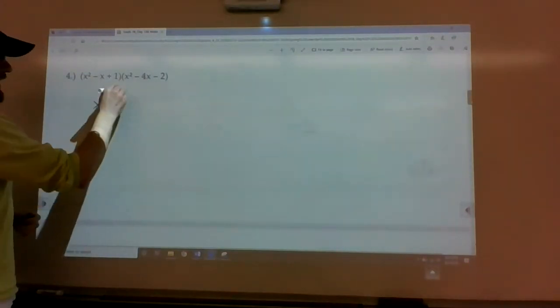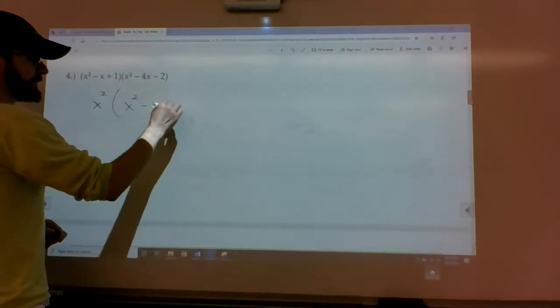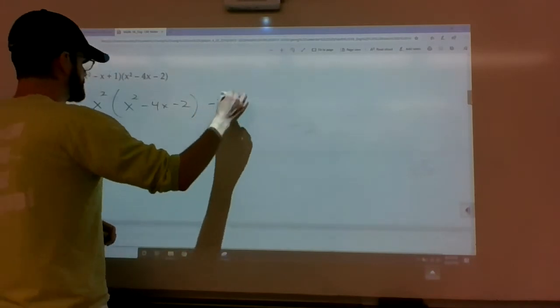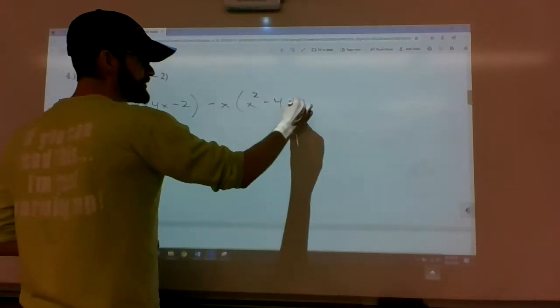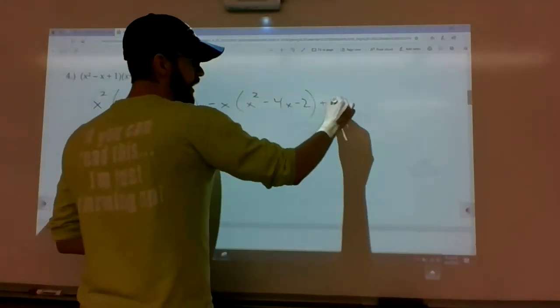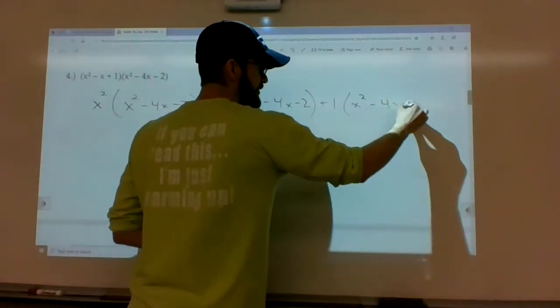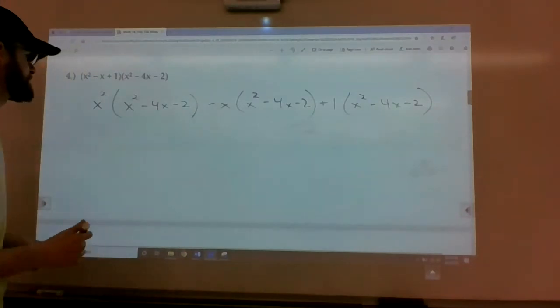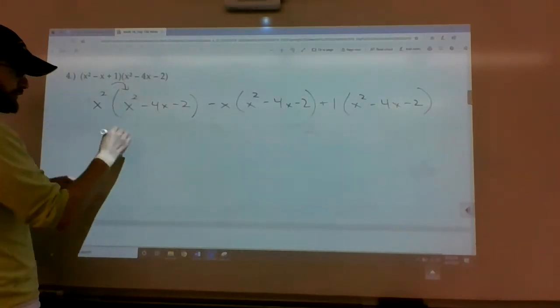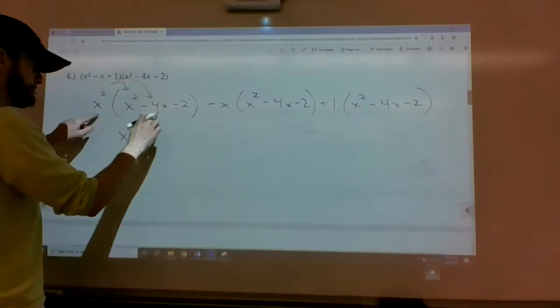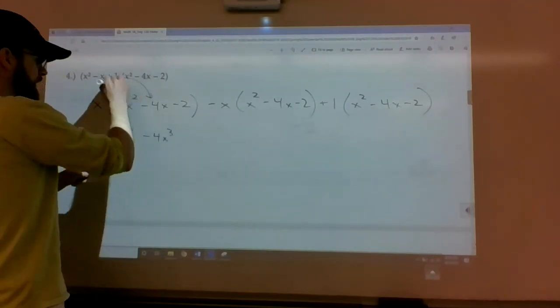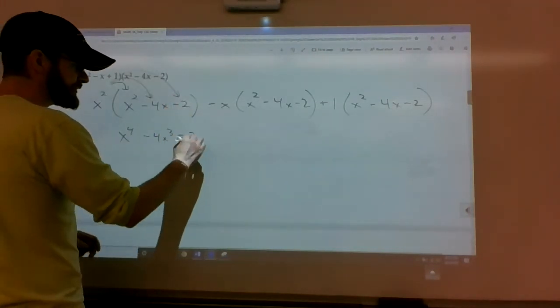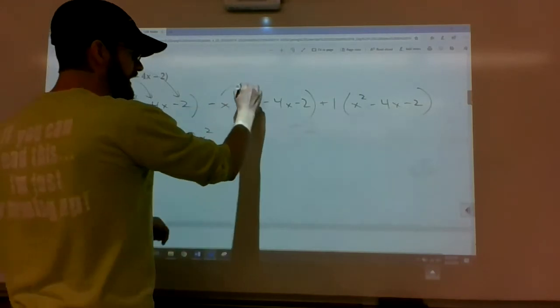So you should have x squared times x squared minus 4x minus 2, minus x times x squared minus 4x minus 2, and then plus 1 times x squared minus 4x minus 2. Check your work along the way and see if it's matching. Right? Then it should be x to the 4 minus 4x to the third minus 2x squared minus x cubed.